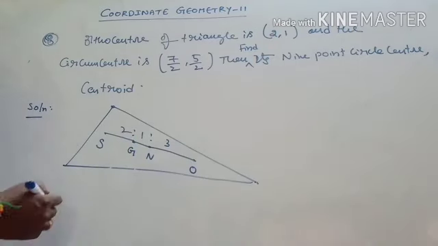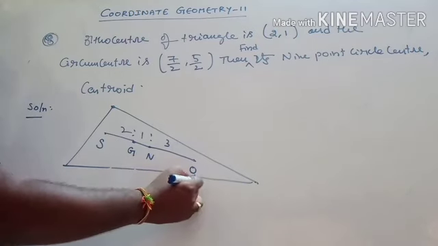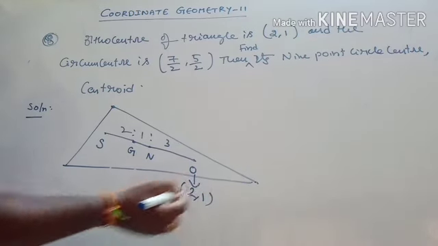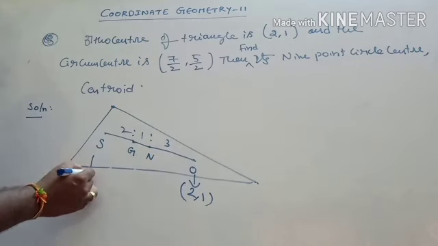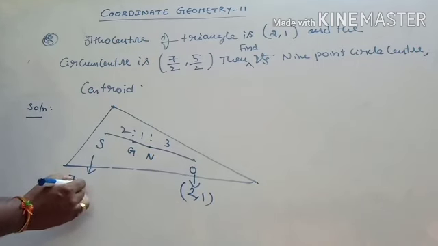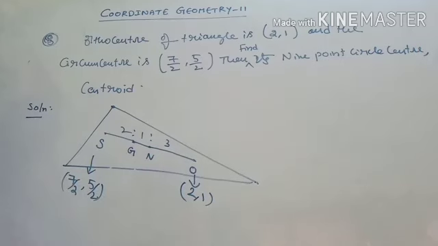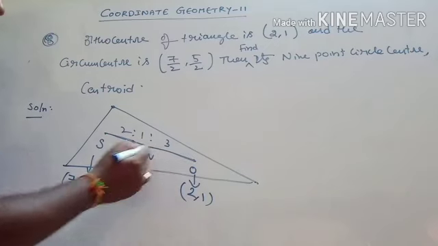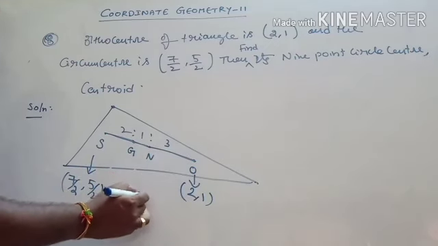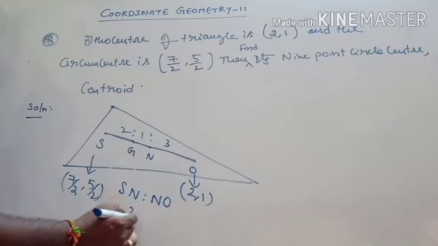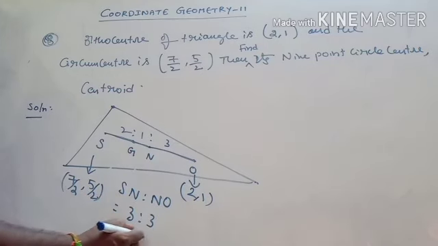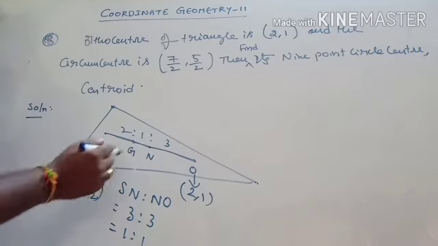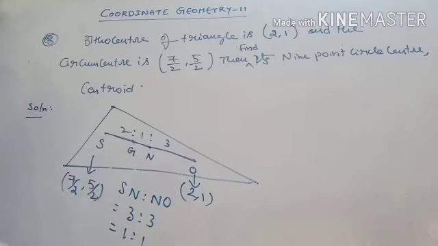They given here now the orthocenter of the triangle. This is they given 2 comma 1, and they given the circumcenter. The circumcenter is 7 by 2 comma 5 by 2. Wonderful. Now we discussed, my dear students, this is now Sn and No. Sn is to No is nothing but 3 is to 3. That is 1 is to 1. Now N we can get very easily, that is nothing but the midpoint, because the ratio is 1 is to 1. That means N is the midpoint of S and O.